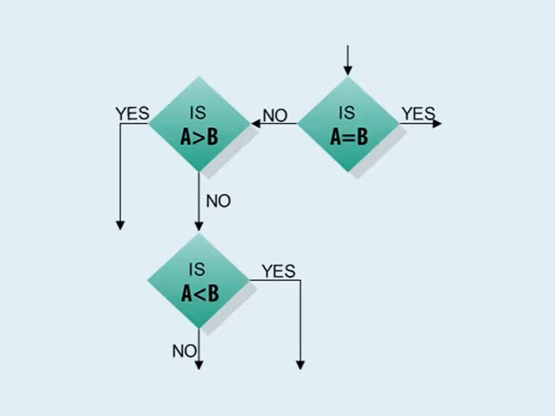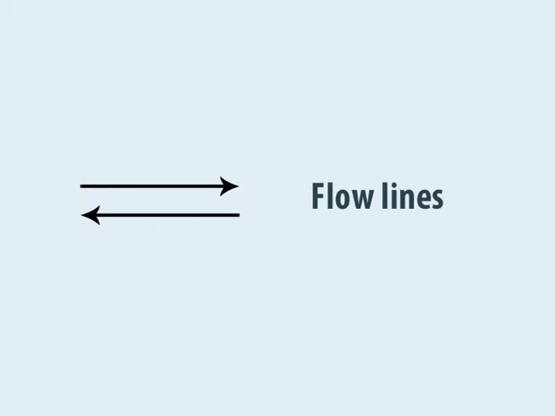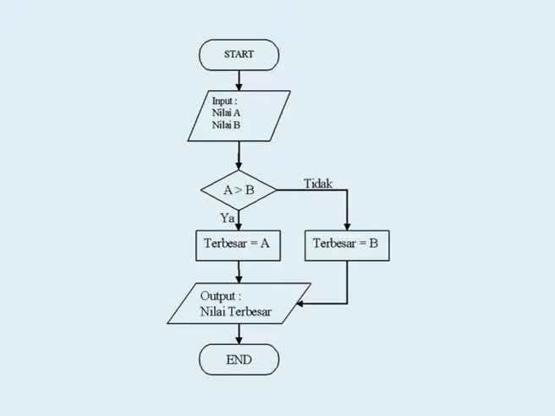Another example, like comparing A and B, there three branches are possible: A is greater than B, A is smaller than B, and A is equal to B. Decision symbols are denoted by a diamond box. Our next symbol is flow lines. Flow lines indicate the exact flow in which the instructions are to be executed. It consists of a solid line with an arrowhead. The arrowhead shows the direction of flow. It can be left to right or top to bottom.